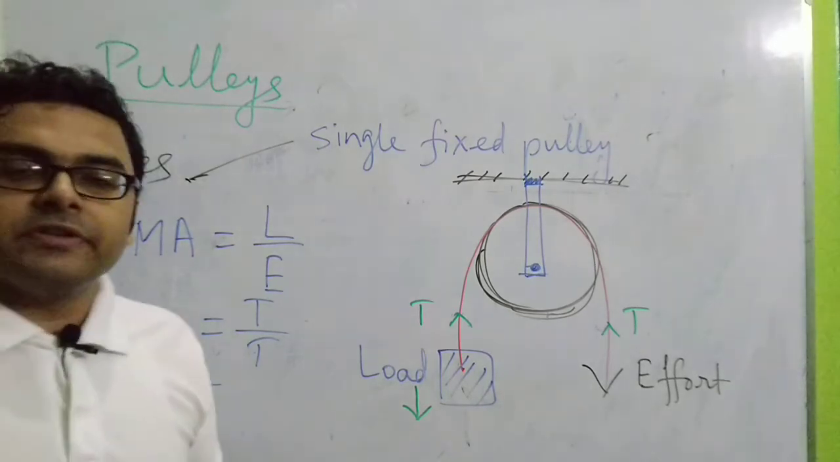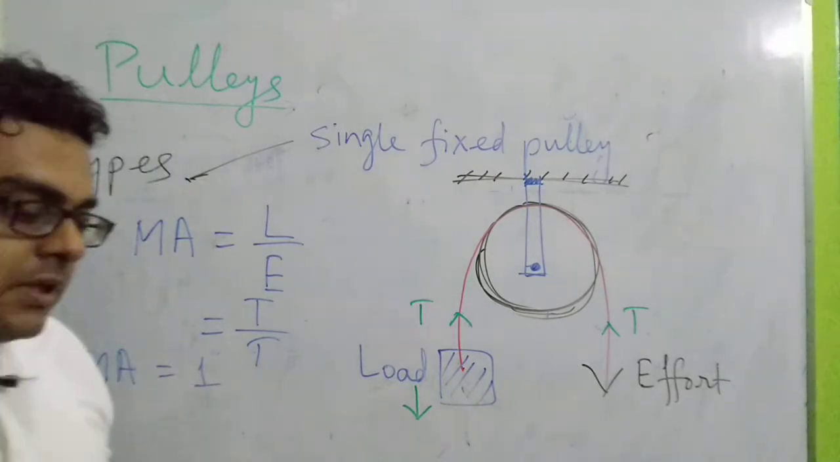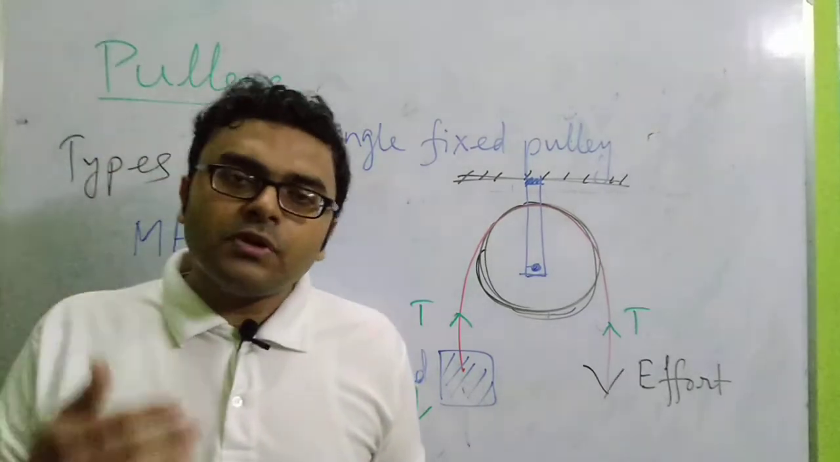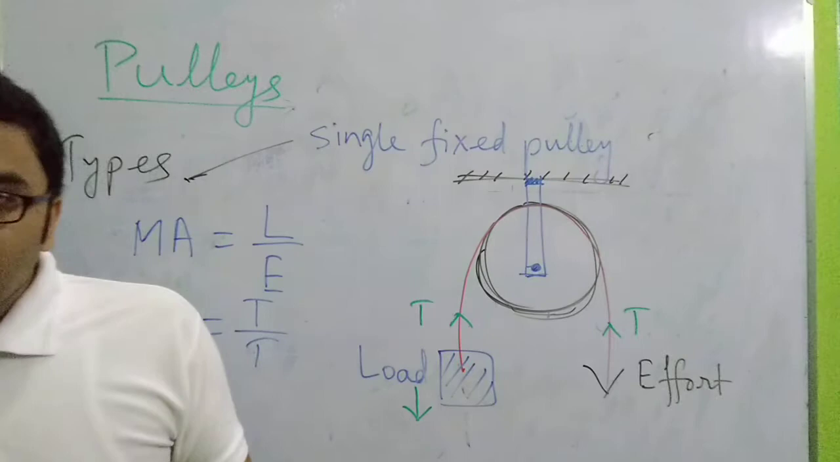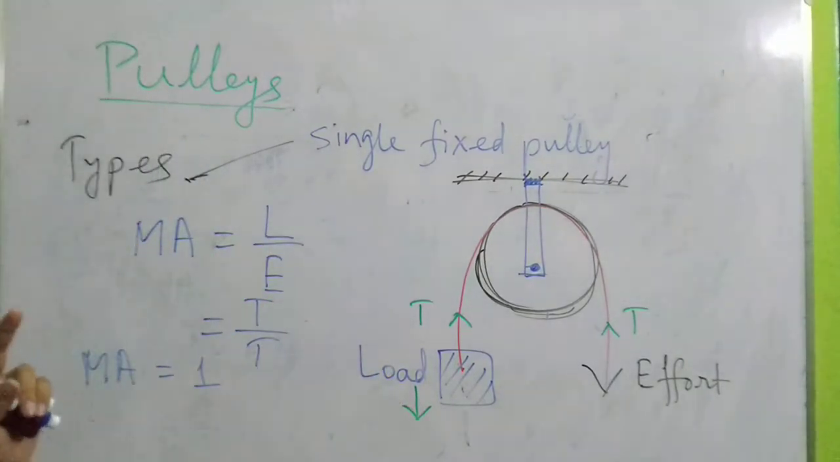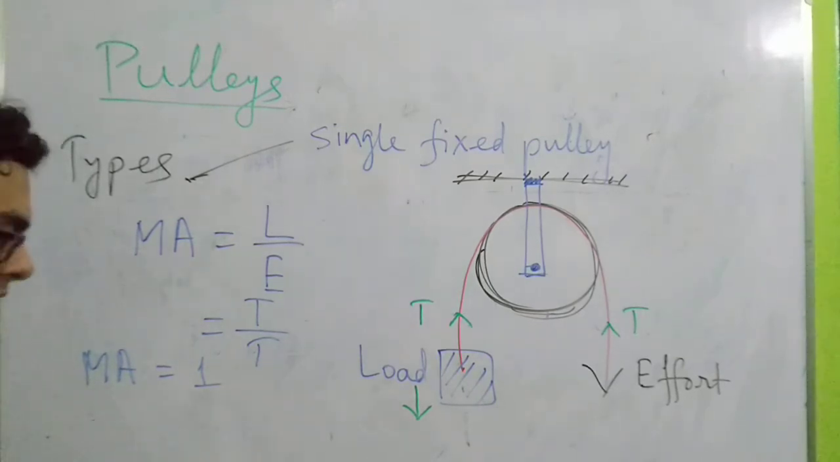It will definitely not work as a force multiplier, it will definitely not work as a speed multiplier. Then why are we actually using a single fixed pulley? Just think of this fact. We will be coming to this point later, not now. Just consider this fact: the mechanical advantage is equal to 1.